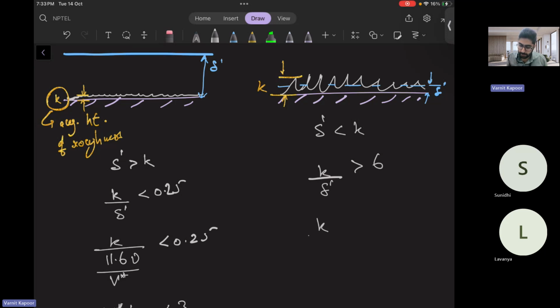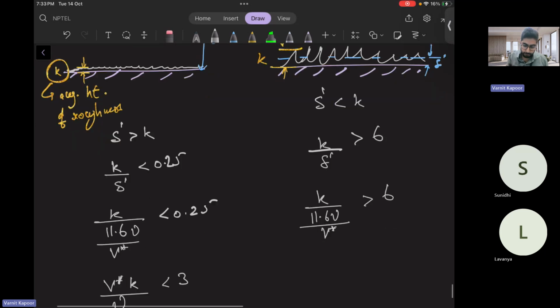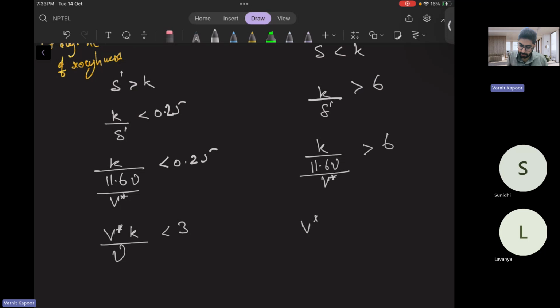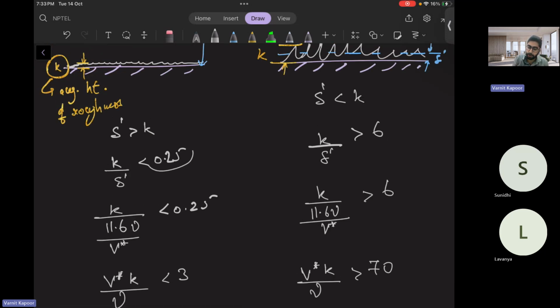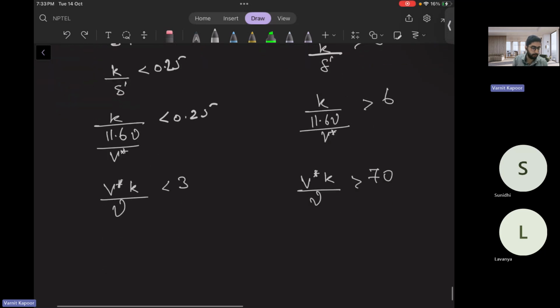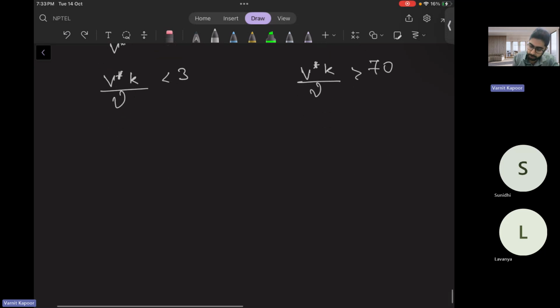So what is delta dash? 11.6 nu by V star is greater than 6. So from here, your relation will come out to be V star times K by nu is greater than 70. So K by delta dash varies from 0.25 to 6 in the transition. Now the question arises, how will you measure your friction factors? We are just saying that these are your friction factors, but how will you measure them?